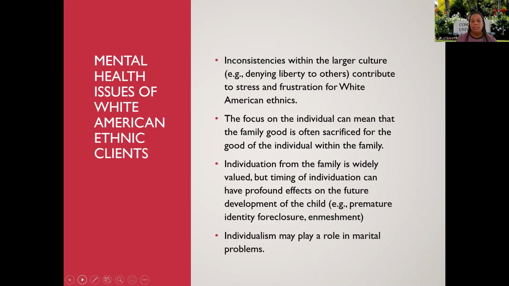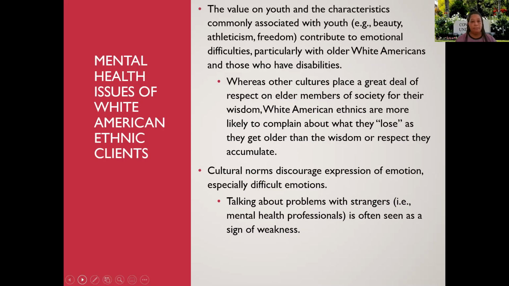Individuation from the family is widely valued, but the timing of individuation can have profound effects on the future development of the child, such as premature identity foreclosure and enmeshment. Individualism may play a role in marital problems. The value on youth and characteristics commonly associated with youth, such as beauty, athleticism, and freedom, contribute to emotional difficulties, particularly for older white Americans and those who have disabilities.